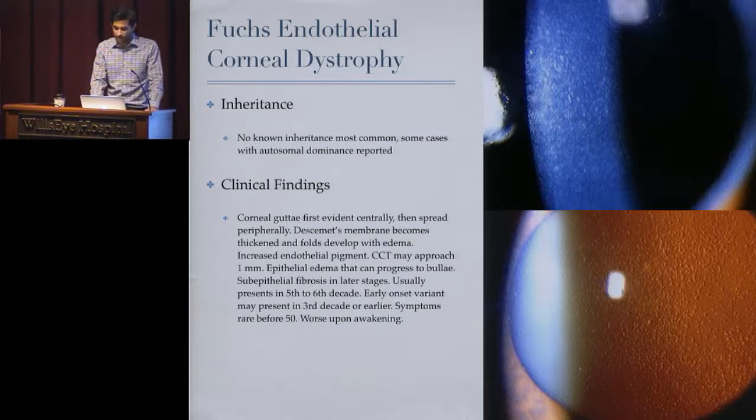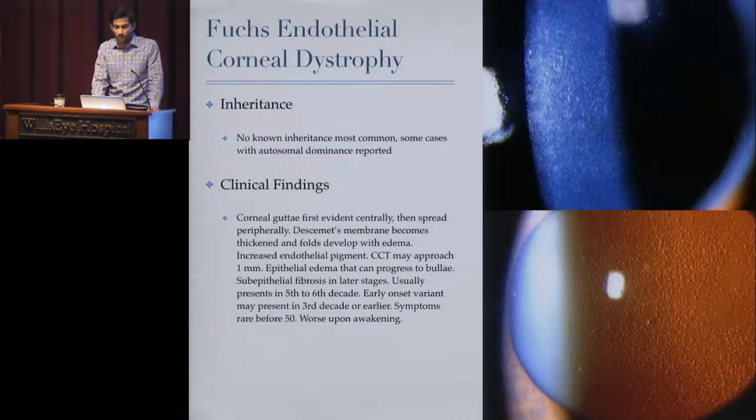All right, so the first finding is corneal guttae. You'll first see them centrally, and then they'll spread out into the periphery. And then, as you guys know, as this progresses, Descemet's membrane gets thick. You get folds in the Descemet's, and then you get edema eventually. You'll often see endothelial pigment. Corneal thickness can get bigger and bigger and bigger. In later stages, you'll get epithelial edema with bullae, and this can become painful.